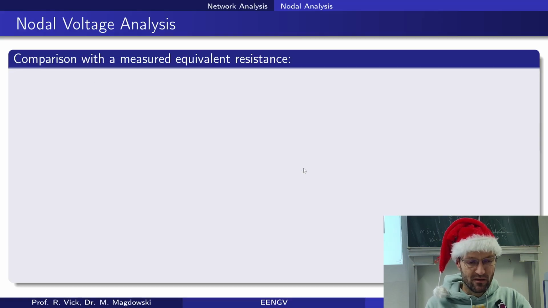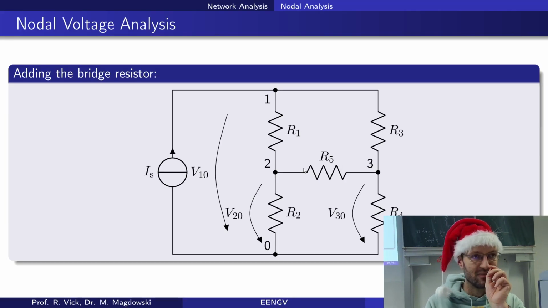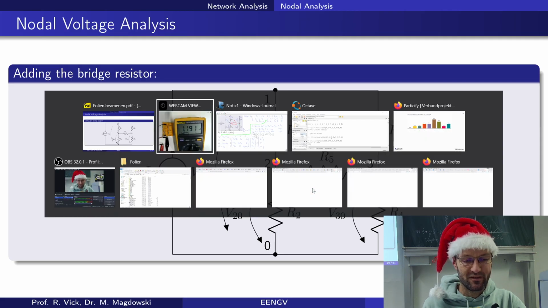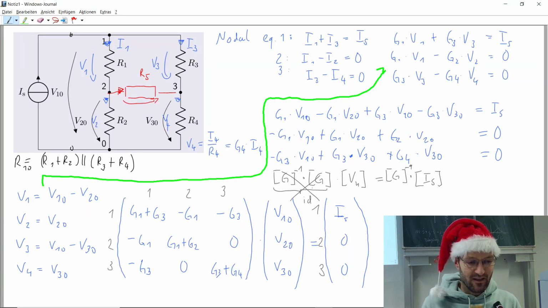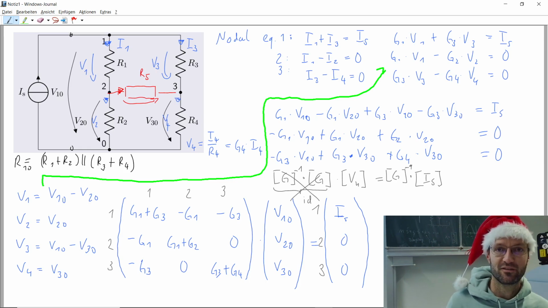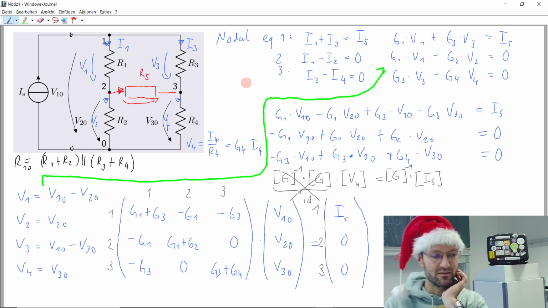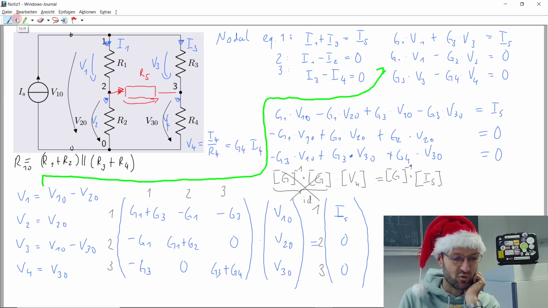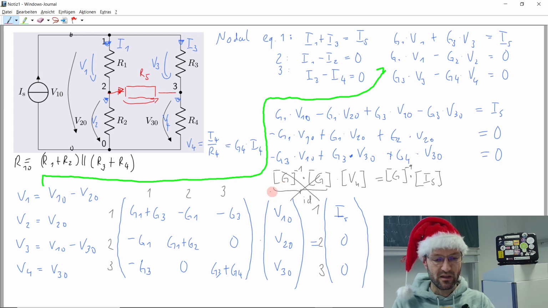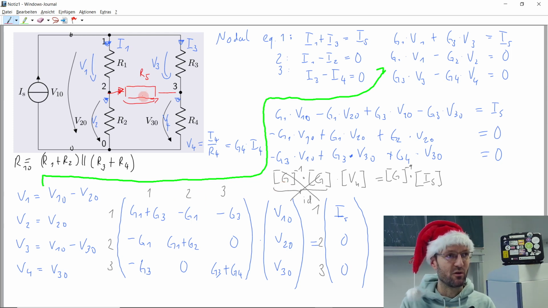Okay, so now let's add this bridge resistor. As we've discussed before, this bridge resistor is a bit nasty, because now nothing is in parallel and series anymore. But luckily, we have learned about nodal analysis, right? So maybe nodal analysis helps us in solving this problem, and I will switch over to red. So now we add this resistor to our circuit.